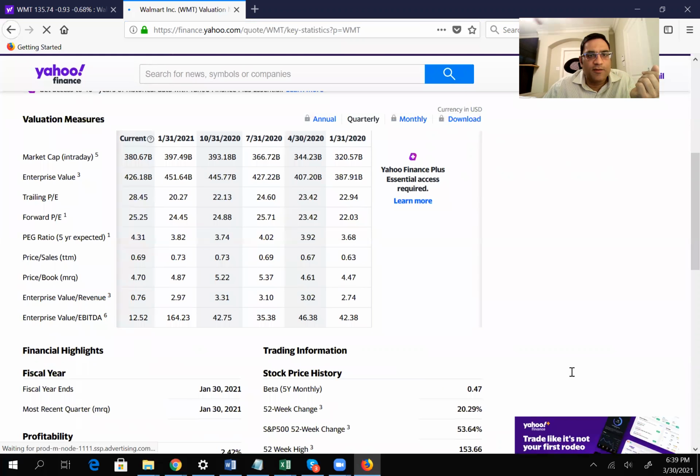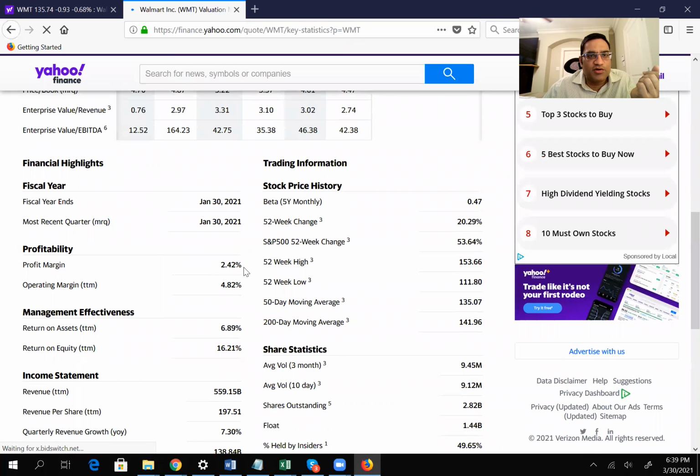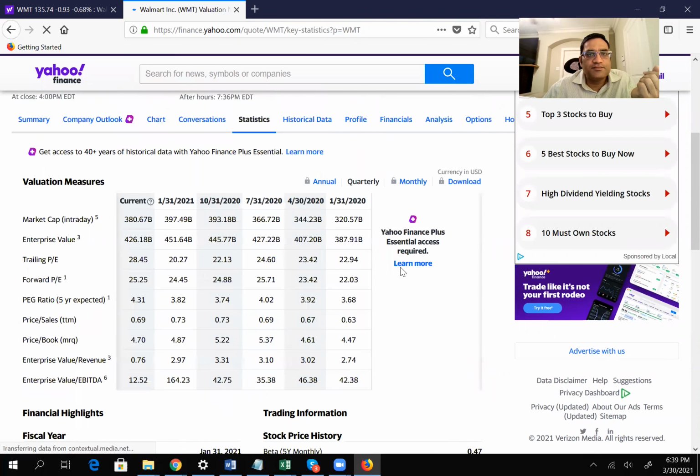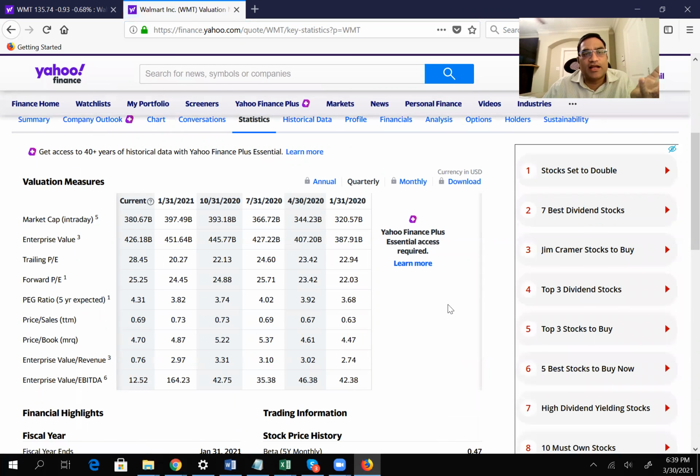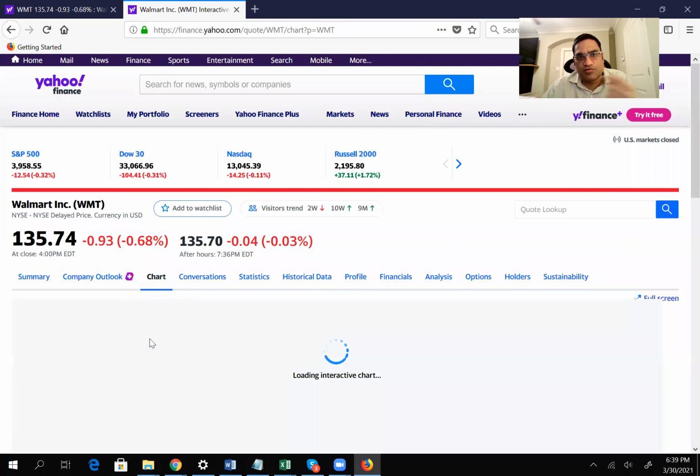See what I told you. And you'll be surprised. Look at profit margins for Walmart. It's only 2.42%. But anyway, this is the important data that you could use when you're analyzing your company, and also when you're analyzing its competitors. So you use some of those to do that.